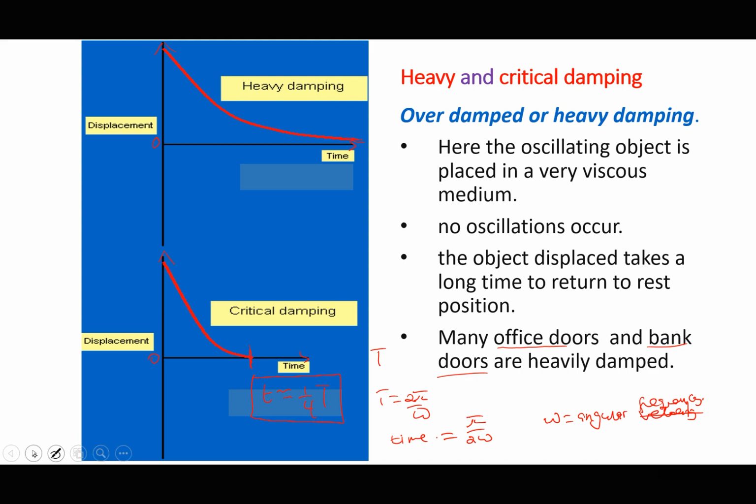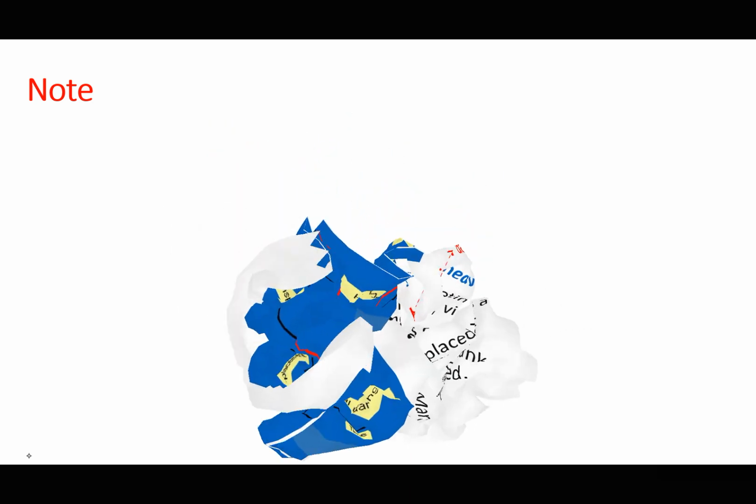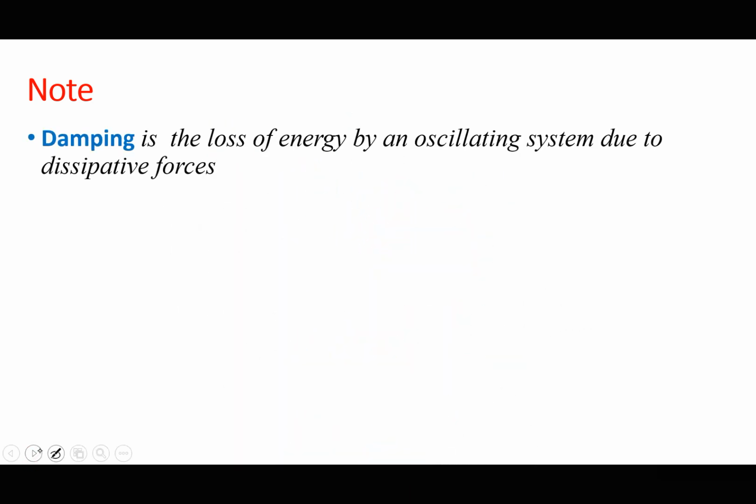Okay, so a few things you must have noted from what we have discussed. Number one, we now know what we mean by damping. The system, under the influence of dissipative forces, loses energy of oscillation, resulting in a decrease in amplitude. So damping is the loss of energy by an oscillating system due to dissipative forces, leading to a decrease in amplitude.